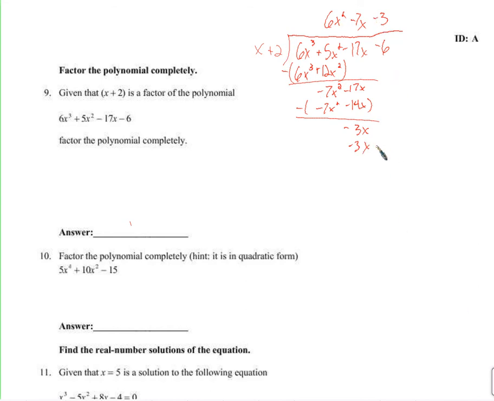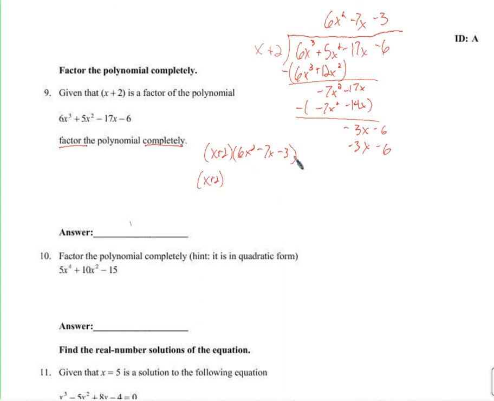And negative 3 times 2 is negative 6 compared to negative 6, exactly what we want to come out with. If we subtract, we'll get a remainder of 0. So far we have x plus 2 times 6x squared minus 7x minus 3. But you'll notice it does not say factor out x plus 2. It says factor completely, which means we have to factor this as well, if possible, which it is.